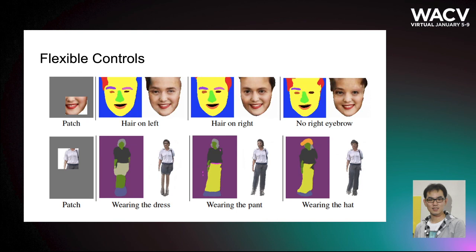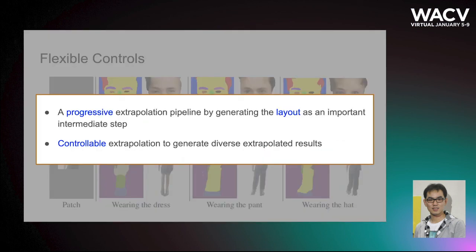A unique property of our method is that we can control image extrapolation with different text inputs. Below, we show different extrapolated results from the same image patch, but with different text inputs. The results show that our model follows the control signals specified in the scene graph very well. To conclude, in this work, we propose a progressive extrapolation pipeline by generating the layout as an intermediate step, and we can control the extrapolation process with text signals. Please check our paper for more details.